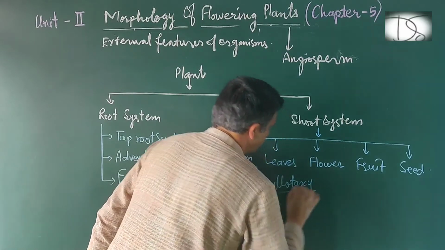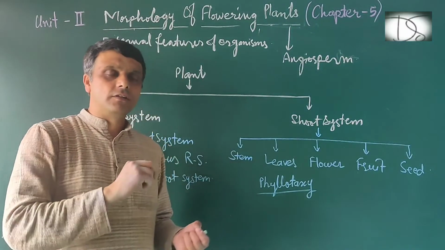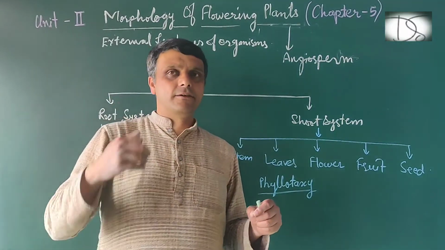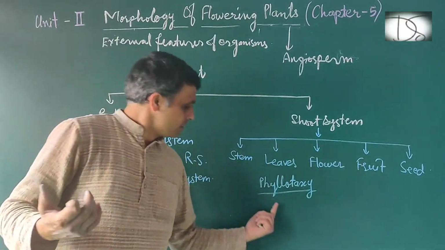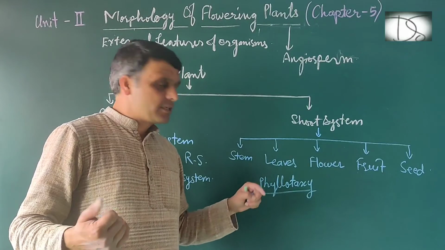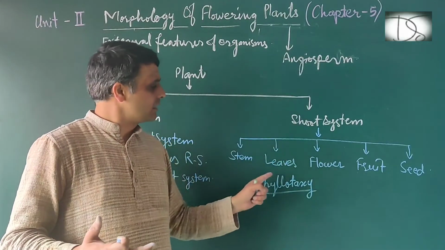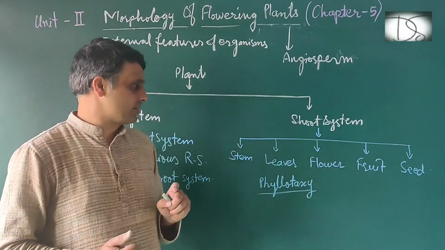And students, this phyllotaxy is the arrangement of leaves on the stem. And the phyllotaxy can be of three types. That is, it can be alternate, opposite and whorled, about which we shall be studying in greater detail when we make the video on leaves and phyllotaxy.